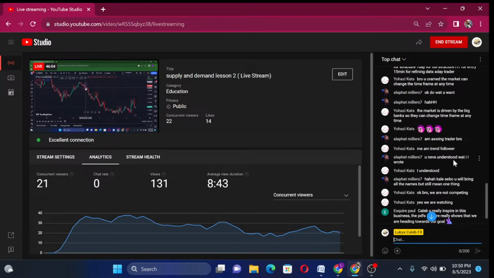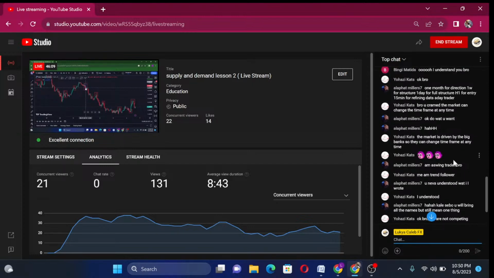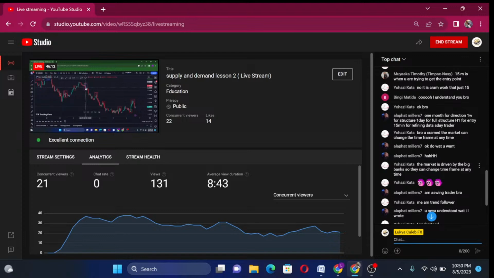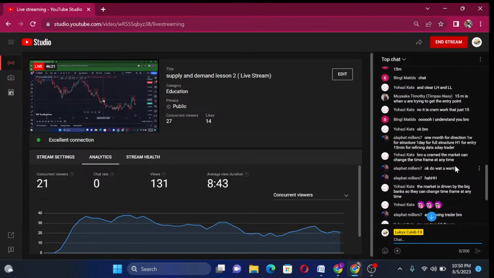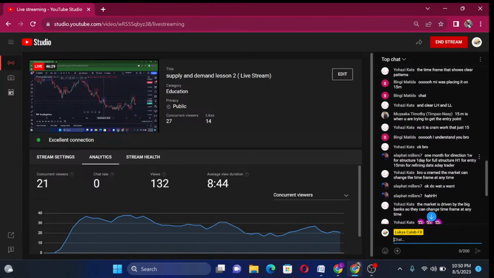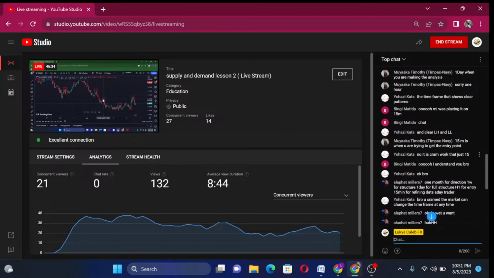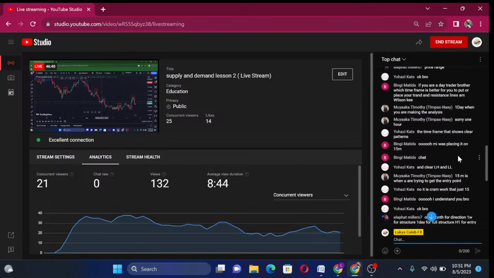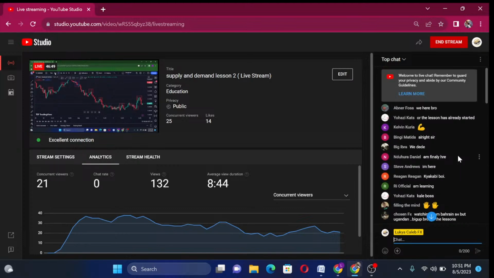Okay, the market is driven by the big banks, so they can change time frame at any time to do what they intend to do, and the market can change the time frame. One month for direction, 1 week for strategy, 1 day for full structure, H1 for entry. I understand you. So now it is, that is just through 15 minutes is when you are trying to get the entry point. You can see you have a big chart right down below.